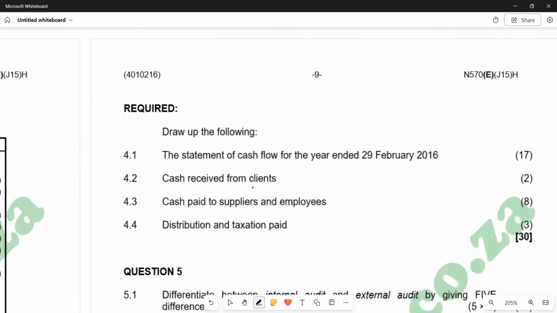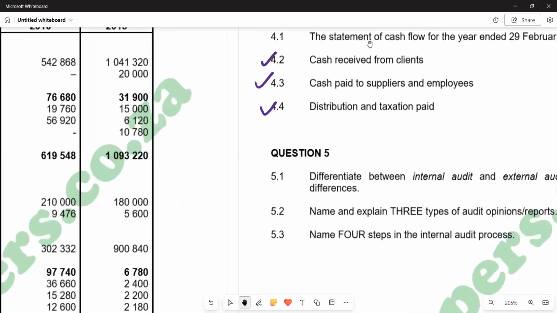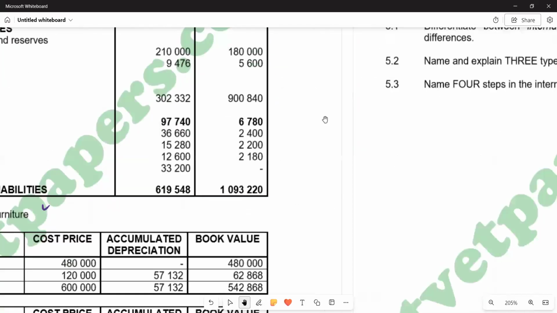The question is saying draw up the following. The first part, which is 4.1, is saying statement of cash flow for the year ended 29 February 2016, 17 marks, and we've got cash received from clients at 2 marks, cash paid to suppliers and employees 8 marks, and distribution and taxation paid 3 marks. So in this video, we are going to look at 4.2, 4.3, and 4.4. We are only going to look at the notes that we need to do before preparing the statement of cash flow. So let's stay tuned for the next video, where we are going to do the preparation of the statement of cash flow.